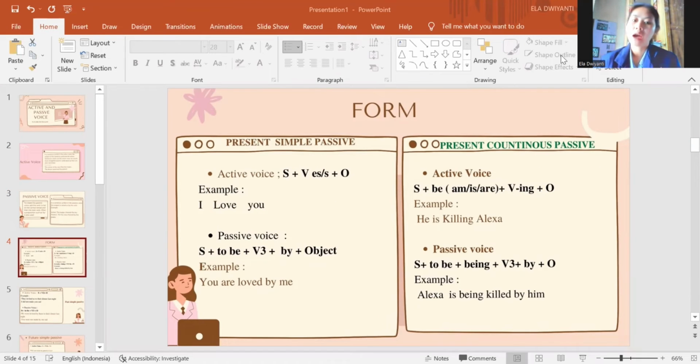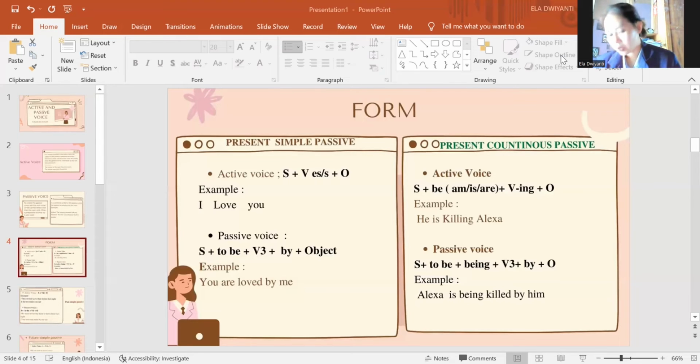The active and passive voice in present simple passive and present continuous passive. The first one is the present simple passive. In the active voice, the pattern is subject plus verb one, with s or es, plus object. Okay, for example, I love you. I is the subject, love is the verb, and you is the object here.